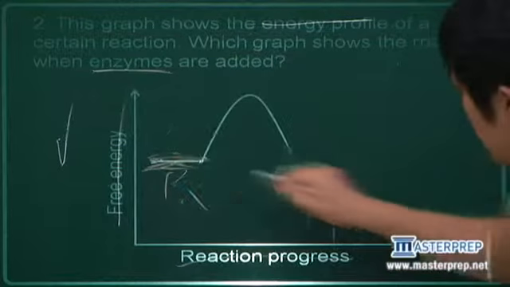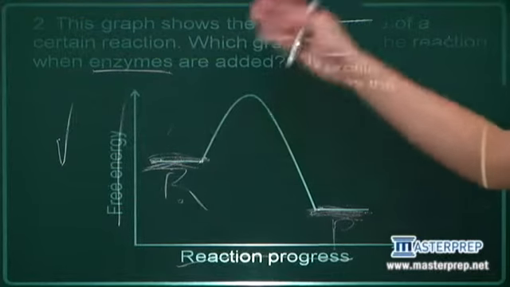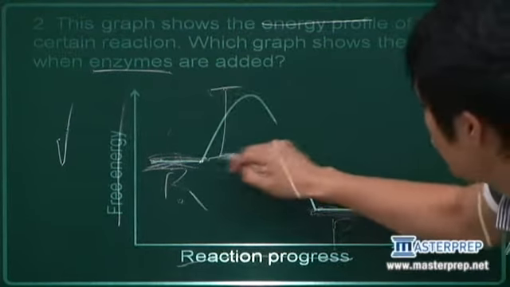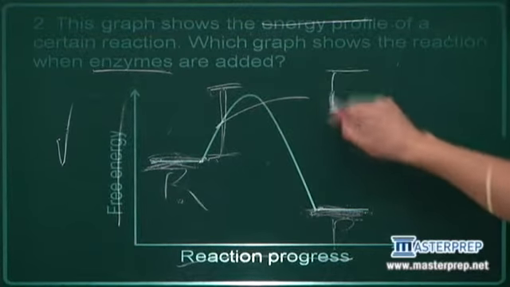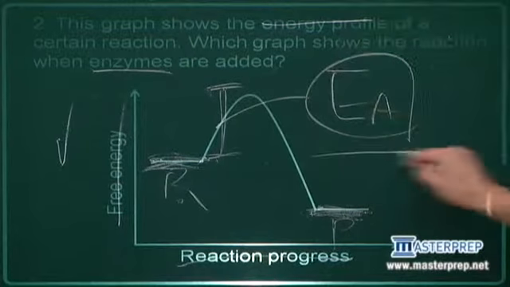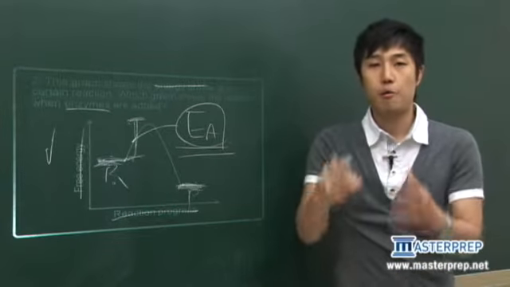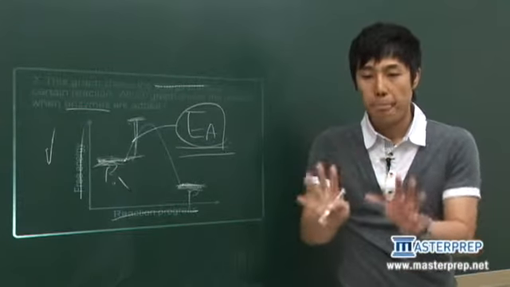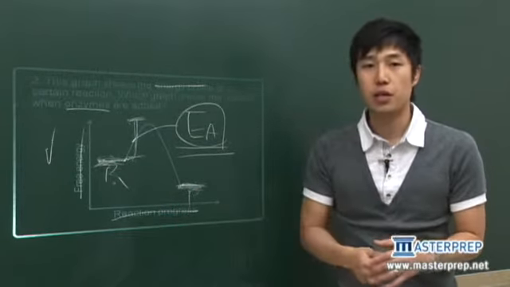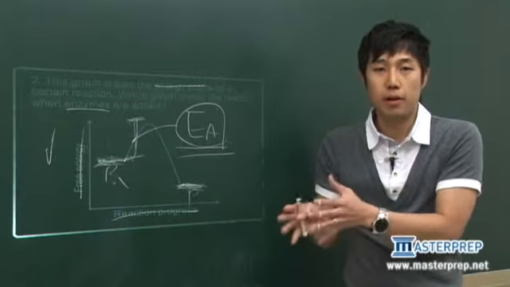So these 2 levels should be kept exactly the same, but it's just this much, this energy gap, that should be changed. What is this? This is activation energy, right? The amount of the energy you need to overcome, to complete, or push off this reaction from reactant to the product part, right?